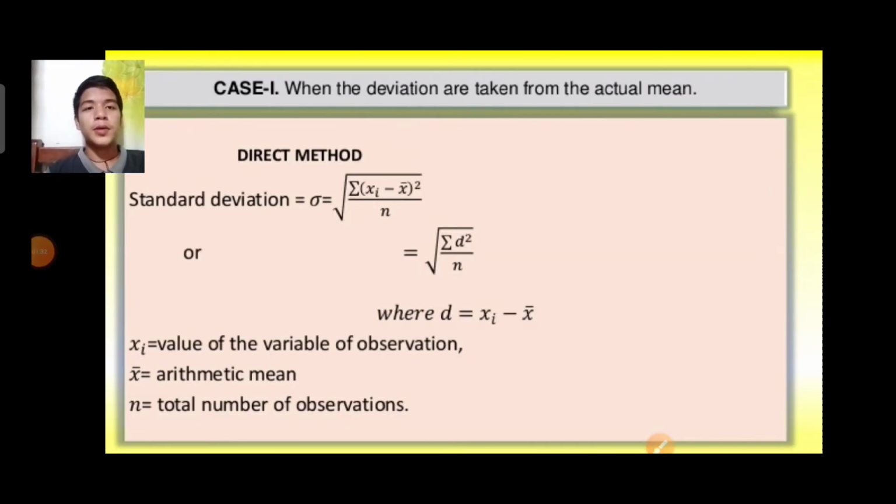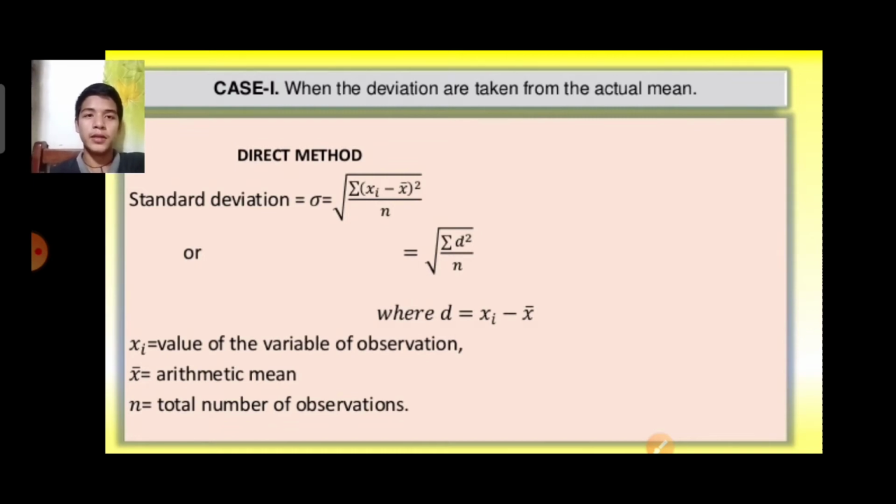Case number 1: when the deviations are taken from the actual mean, standard deviation is equal to the square root of the sum of (x sub i minus mean) raised to 2 over n, or the square root of the sum of d squared over n, where d is x sub i minus mean. x sub i is the value of the variable or observation, x bar is the arithmetic mean, and n is the total number of observations.